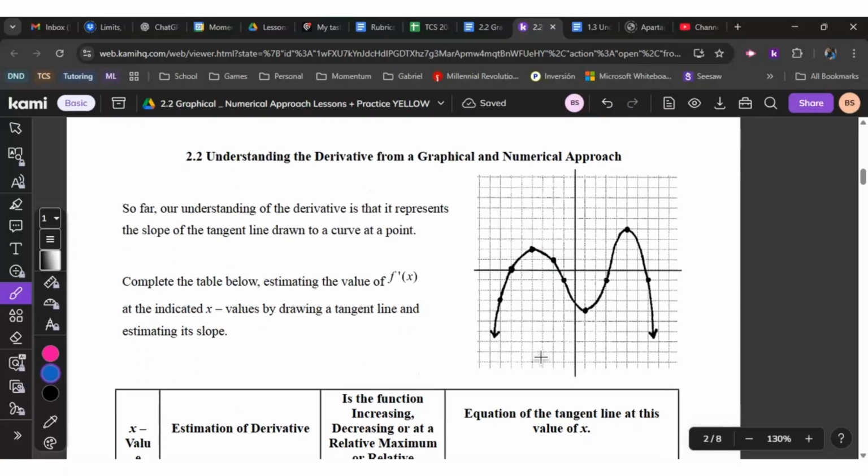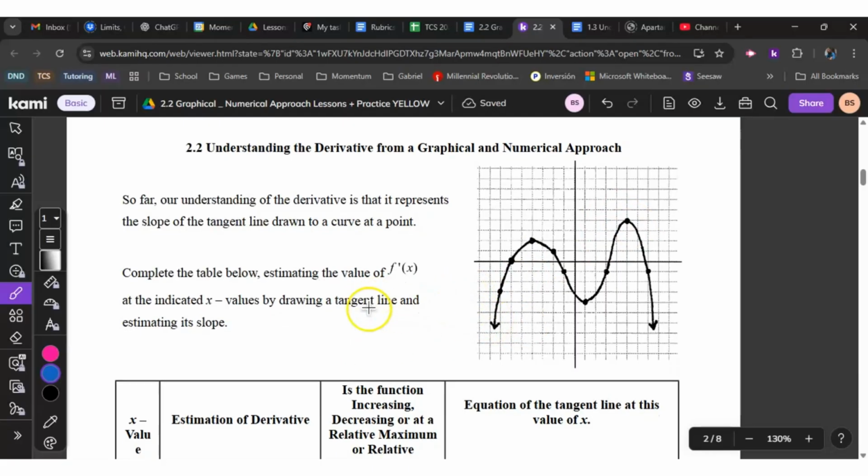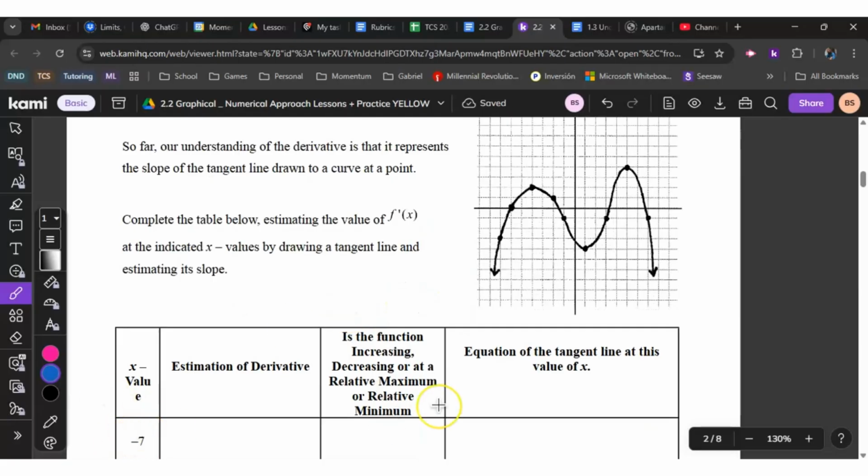All right, so now we're going to understand the derivative from a graphical and numerical approach. We got this fancy looking function over here. And so far our understanding of the derivative is that it is the slope of the tangent line drawn to the curve at a specific point. So we're going to complete this table by estimating f prime of x at the indicated x values. And then we're going to draw the tangent line to estimate its slope. Okay, so our first one here is at -7, which is this one here.